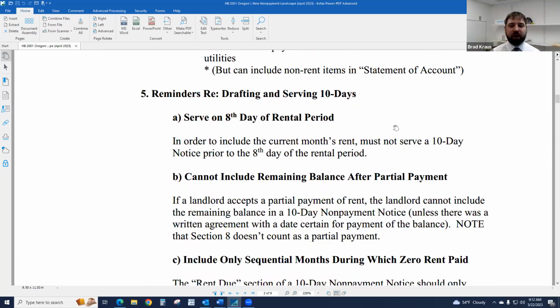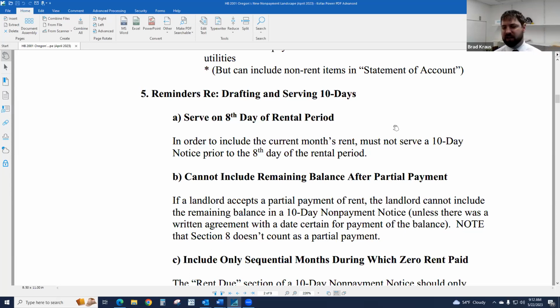Some tips with respect to drafting and serving 10-day notices. We talked a little bit about that just a moment ago, but remember that a 10-day notice can only be served on the 8th day of the rental period. For most of you, that's going to be on the 8th day of the month. 99.999% of the time, your rental agreements are going to have rent due on the 1st. And so that means you can serve a non-payment notice on the 8th day of the rental period.